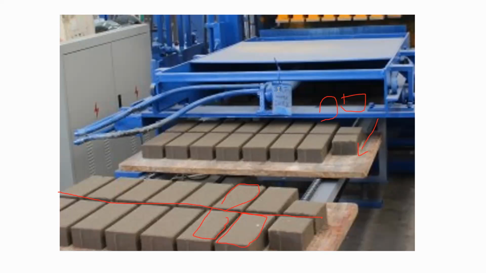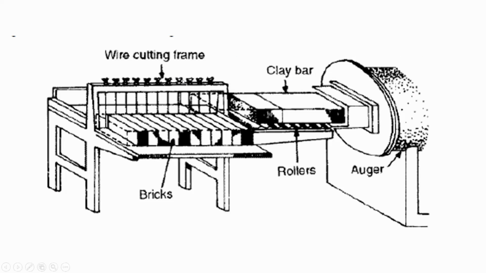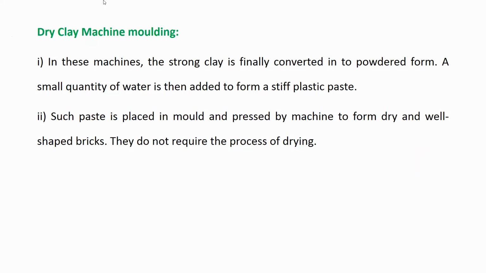So this is called plastic clay molding. Understood? So this type of molding is called plastic clay molding, and the bricks are called wire cut bricks. Understood? Next is dry clay molding.